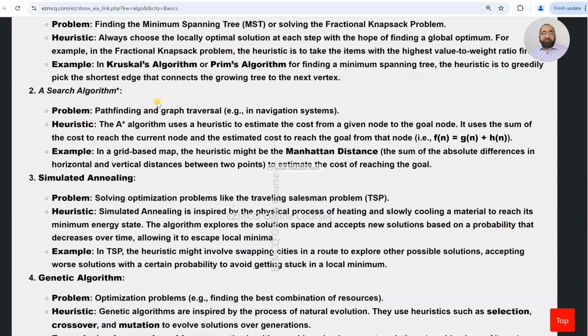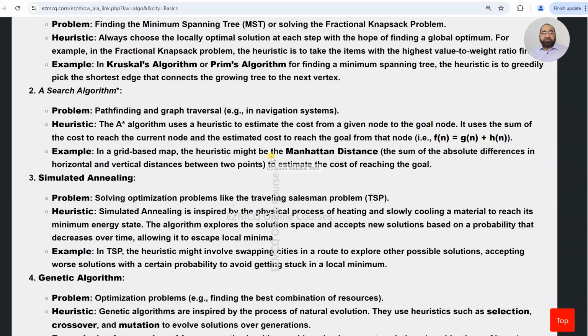Then the A star search algorithm, used in pathfinding and navigation systems. The A star algorithm uses a heuristic to estimate the cost from a given node to the goal node, and that is an estimate. So by definition, it's an estimate, and the goal is to reach the goal from the node as per this cost relationship.